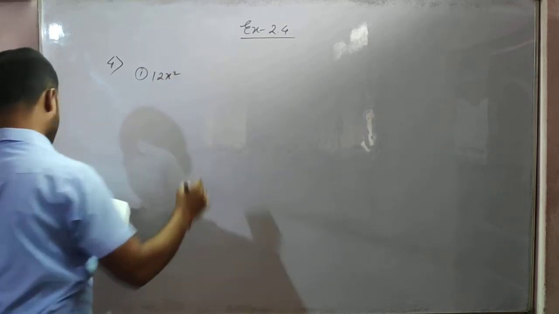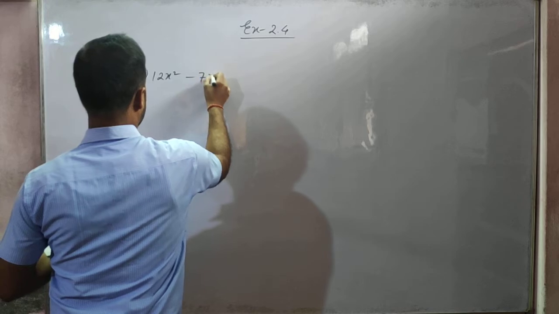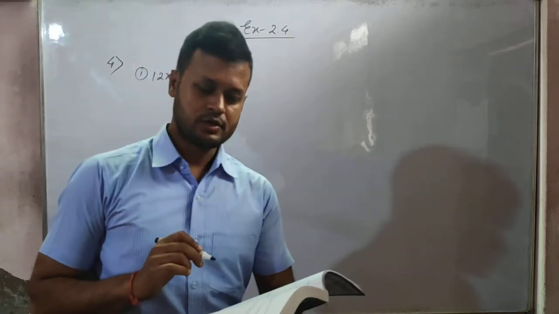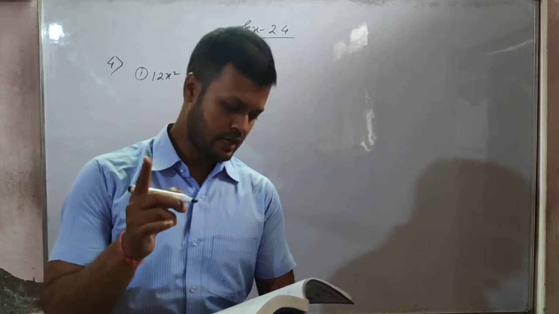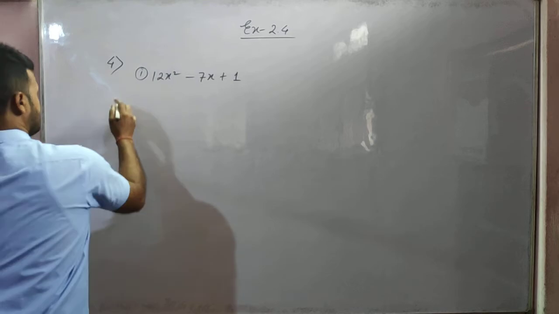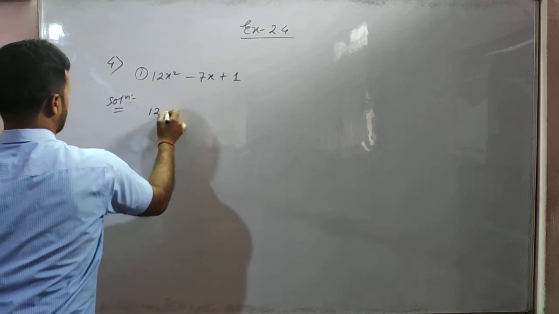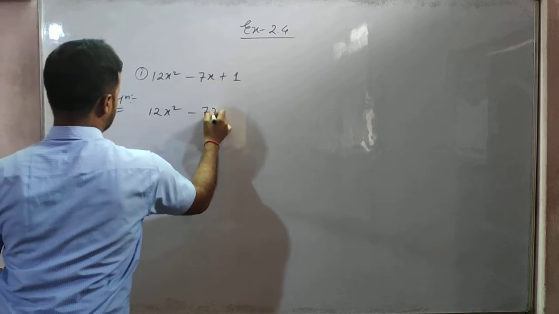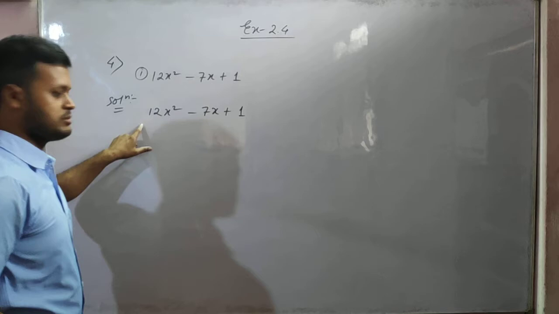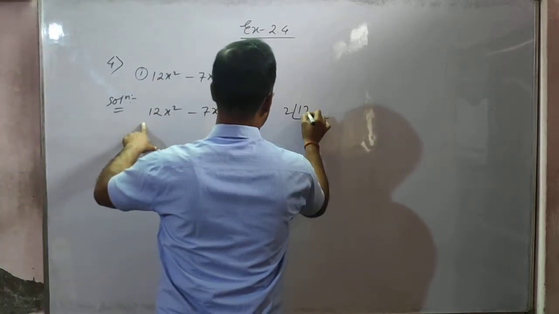Number 1: 12x square minus 7x plus 1. Okay, 12x square minus 7x plus 1. So the last term is 1 and the first term is 12. So 1 into 12 you do. 1 into 12 will be 12. Find the factors.